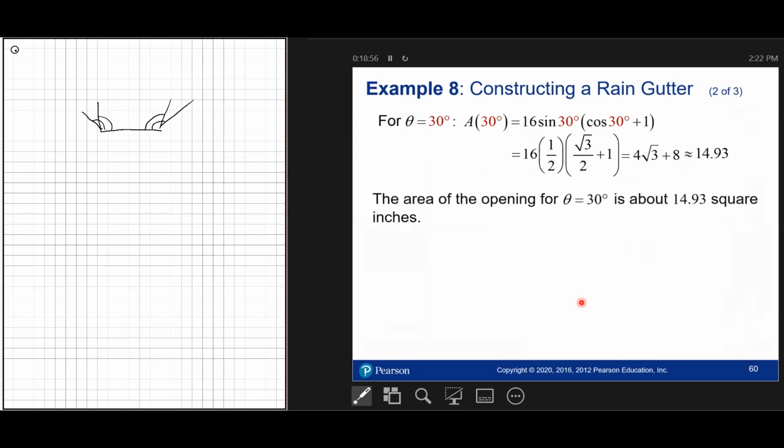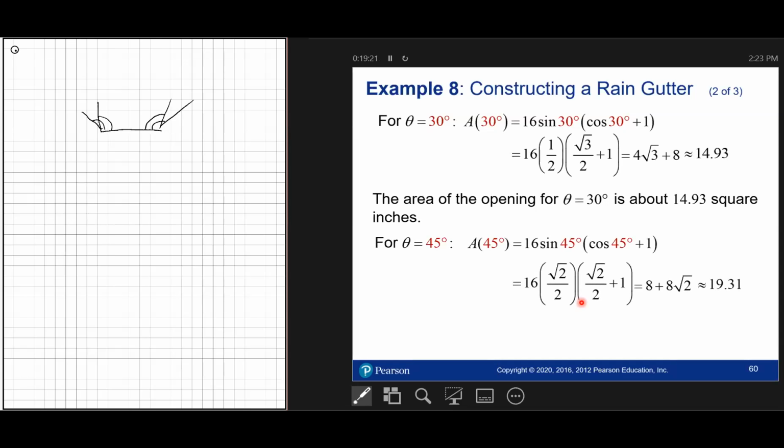And got that. And for 30 degrees, it had 14.38 square inches. And that's the opening, so that's just the flat surface. The volume would be how long the thing is. And then for 45 degrees, they got 19.31 square inches.